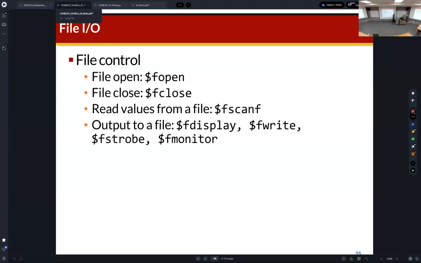You can use fopen for the file open, and fclose for the file close. If we want to read some values from a file, then we can use fscanf. And if we want to print some information to our file, then we can use these functions: fdisplay, fwrite, fmonitor, and fstrobe. You can find that these functions start with f, because f represents the file.